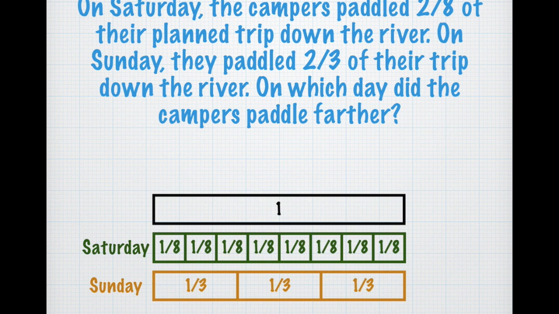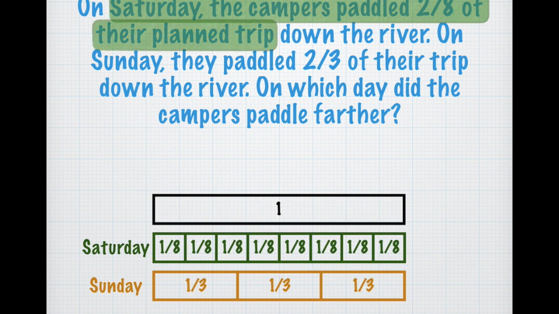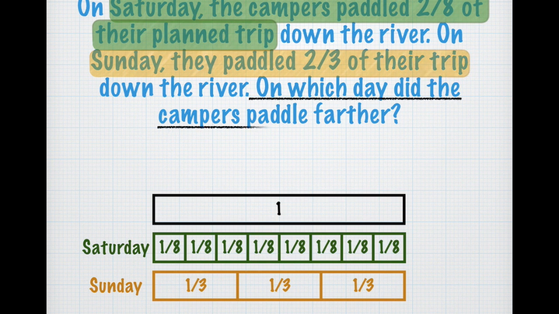Let's try a word problem now. It says, on Saturday, the campers paddled 2/8 of their planned trip down the river. On Sunday, they paddled 2/3 of their trip down the river. On which day did the campers paddle farther? So my important information, on Saturday, they paddled 2/8 of their planned trip. And on Sunday, they paddled 2/3 of their trip. And we're trying to figure out on what day they paddled farther. So I'm looking for my greater fraction.